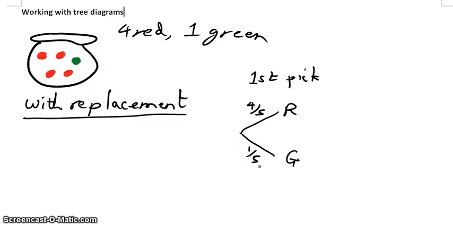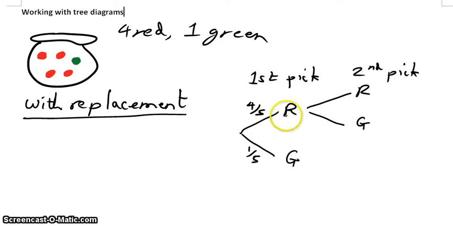So that's it. So you've picked it out, you've looked at it. Now it could either be red or it could be green. Now let's put it back in, shuffle it round, and do our second pick. Now when we pick it the second time, what options have we got? Well, it's either going to be red or it's going to be green. Okay, that's the only options. So this leaves us with first pick of red, second pick red, or first pick red, second pick green.